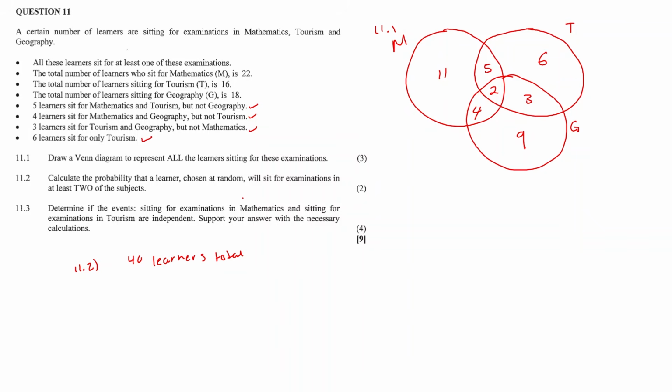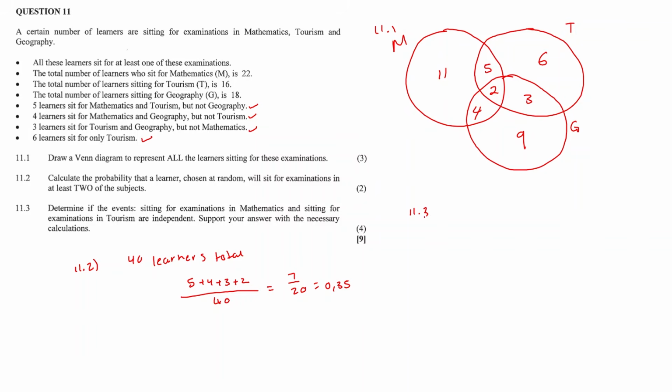We then want the probability that they will sit for at least 2 of the subjects. So we will take our 5, which is maths and tourism, our 4, maths and geography, our 3, tourism and geography, and 2, which sit for all 3. So we would have our 5 plus 4 plus 3 plus 2 all over our total amount of students. And this would give us 7 over 20, which is 0.35.